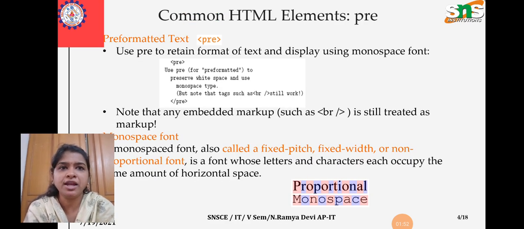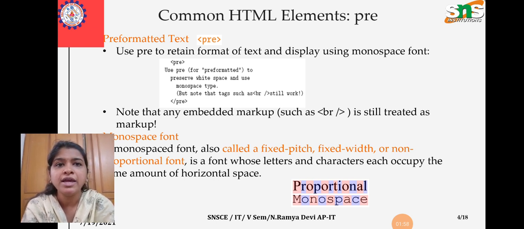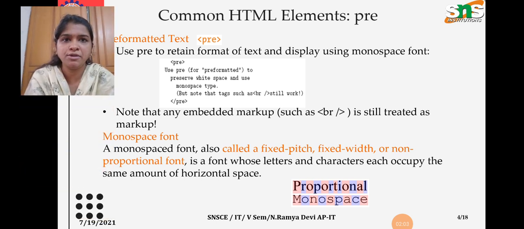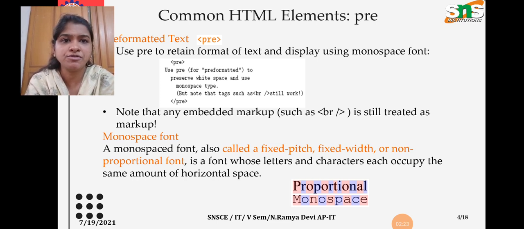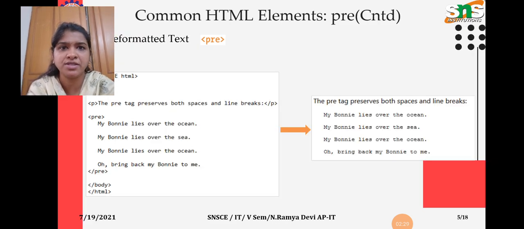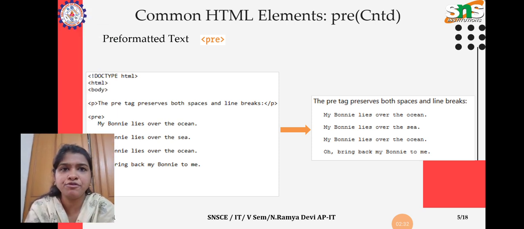And some other HTML elements are PRE, which is a pre-formatted text. Whichever format we have given inside that PRE, it will display in the same format in your HTML page. For example, PRE is used for preserving white space and monospace type, and embedded markup like BR is still treated as markup. A monospaced font, also called a fixed pitch or non-proportional font, is a font whose letters and characters each occupy the same amount of horizontal space. And this is the example of your pre-formatted text.